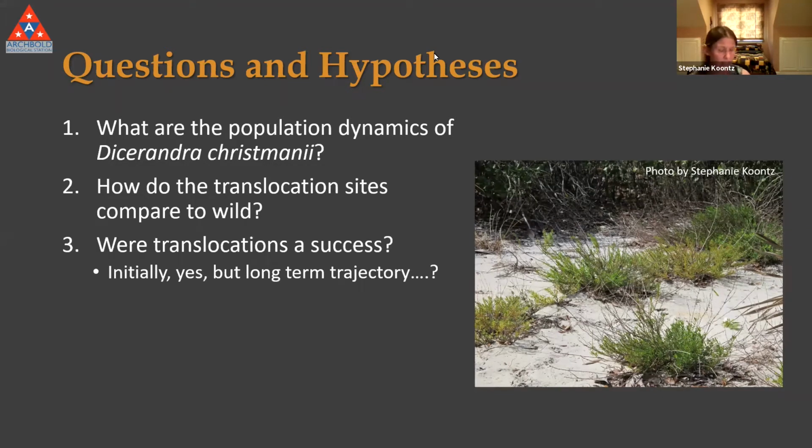And then finally, if we're able to answer those first two, our biggest question was going to be, were these translocations a success? Initially, I think we can say yes, but long-term trajectories can be hard to predict.